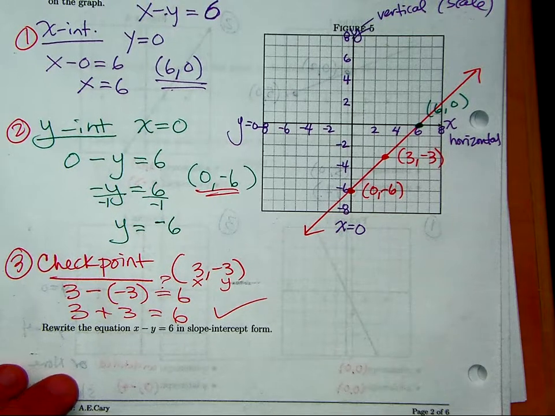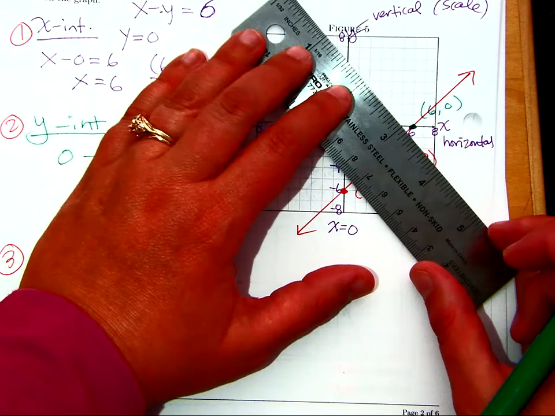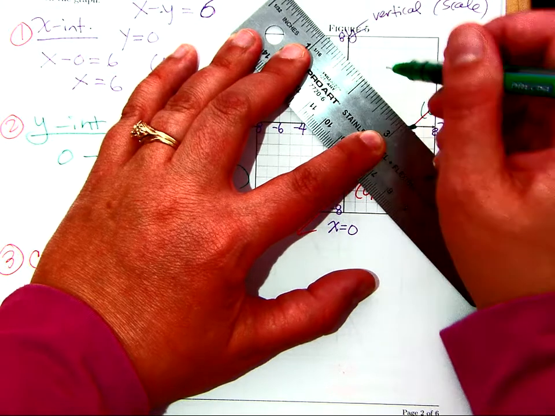I just want to show you what would happen if I graphed it incorrectly, okay? So let's say I were to have thought that this was +6. I'll just draw this line dotted. This is the wrong line, okay?